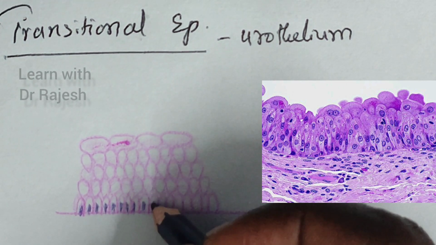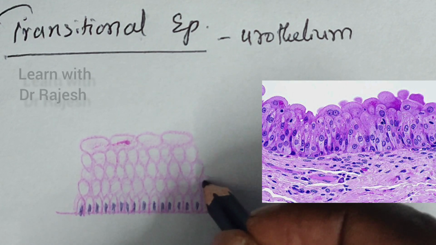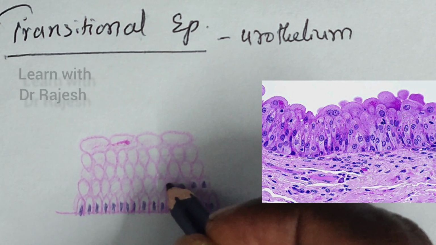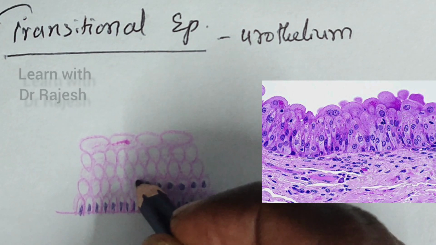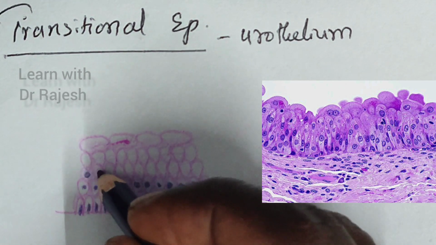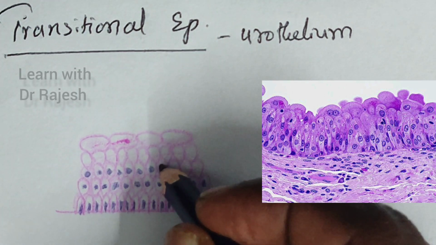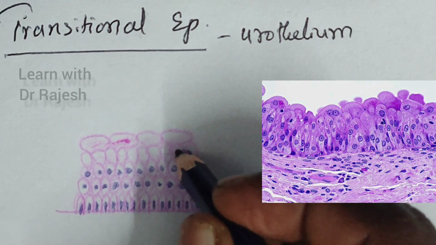Next, the pear-shaped cells will have a rounded nucleus. A rounded nucleus at the widest portion. So it will be mostly towards the center only. So you need not worry. Just draw the rounded nucleus towards the widest part of the cell for the pear-shaped cells.